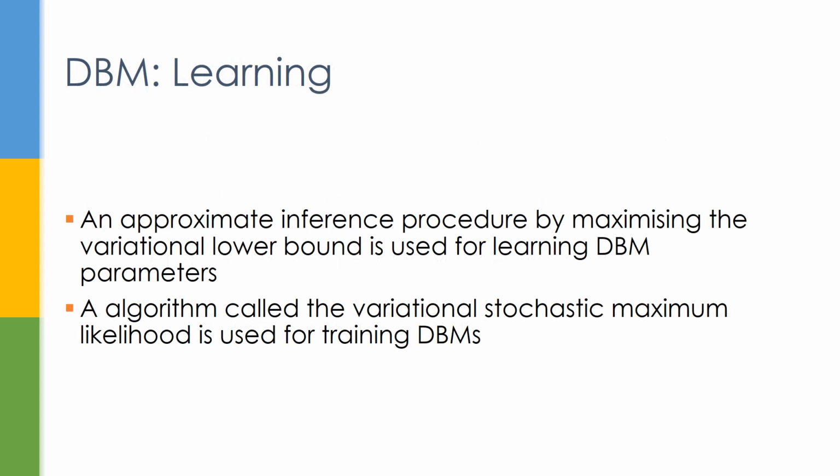We will briefly describe the training methods for deep Boltzmann machines here. The challenge in training a deep Boltzmann machine is that it has an intractable partition function and an intractable inference problem. So only approximate inference methods can be used for training the deep Boltzmann machines. This is generally done by maximizing the variational lower bound on the likelihood. Specifically, a mean field inference method is used for deep Boltzmann machine learning. An algorithm called the variational stochastic maximum likelihood is used for training the DBMs.